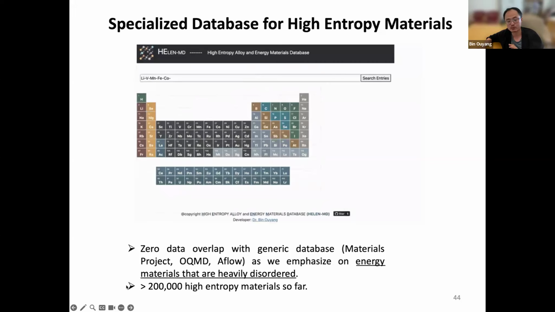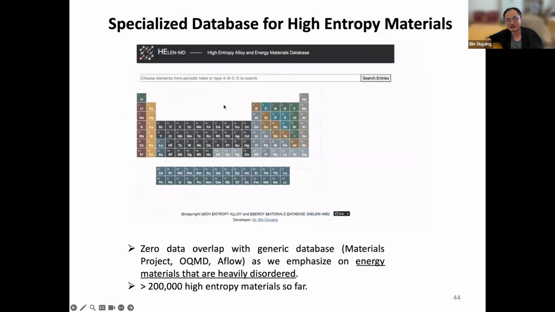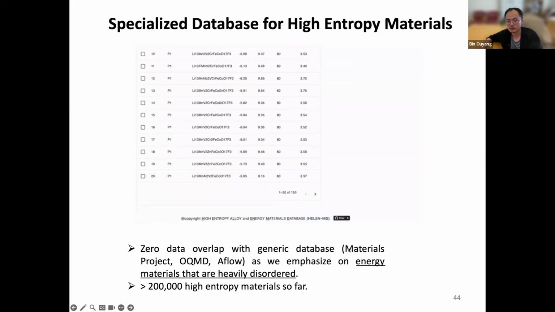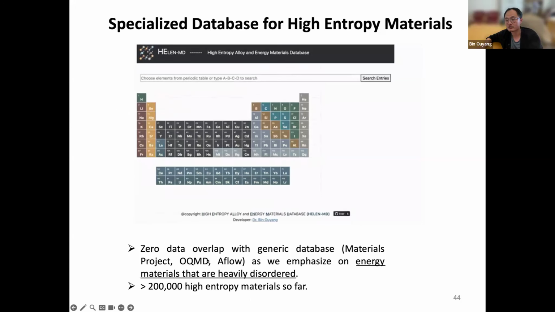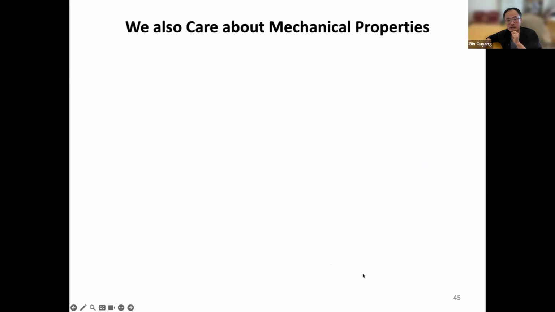So this drove me to build a dataset. We call it HELENA MD. It's a cool name. Helen is the goddess of beauty, but it's also an abbreviation for high entropy alloy and energy materials database. So far, we have 200,000 DFT data points already. This amount of data is equivalent to the amount of data in these three major databases. But instead of covering everything, we're covering a small but important enough field. So we are very rich in data in that domain if you care about high entropy materials.